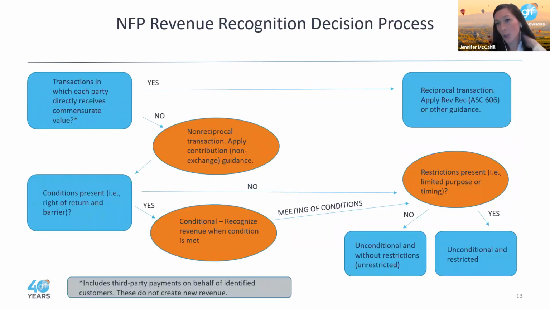And we've provided you with this great flow chart that will help you determine whether you need to apply Topic 606 to a revenue stream that you have. I'm not going to go into this, but it is a tool that you can use just to start and say, yes, I need to apply the new framework, or no, it's non-reciprocal, non-exchange, and I'm going to apply the old contribution standards.